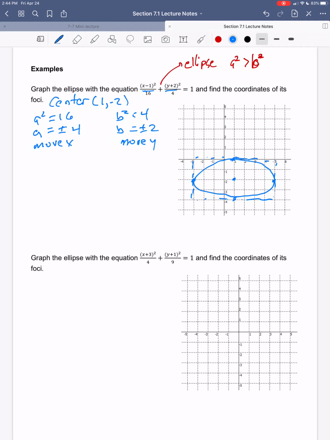To find the foci, I have to find c squared. So a squared and c squared, a is all the way to the vertex, c is going to be to the focus, which is on the inside. So a is bigger than c, so I'm going to have to add something to c squared to make them equal.